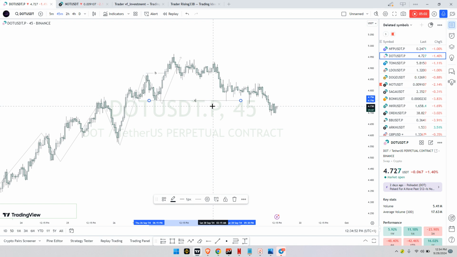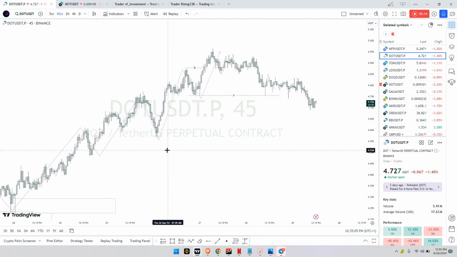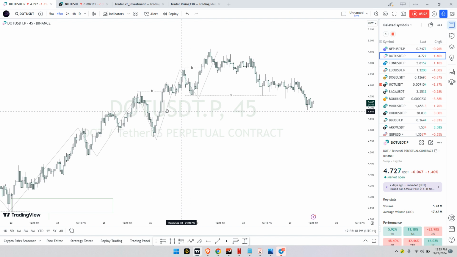So marking it as X now. After this, I now look for the last structure before this structure that I marked here. And what is the last structure here? This is it here. So I mark out my last structure too, and I label it as B, which is also break of market structure. Now we know that a break in market structure signifies continuation of trend normally.